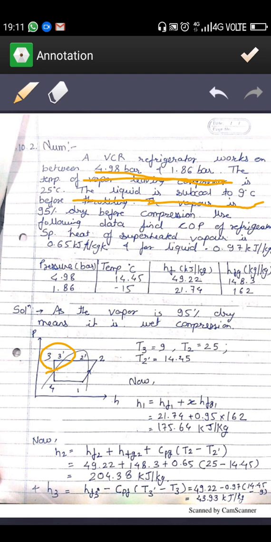Now you can see that we are using the formula H1 is equal to HF1 plus x into HFG1. How we use this formula is explained on the previous page, in the conditions which I wrote there. Just learn through it.